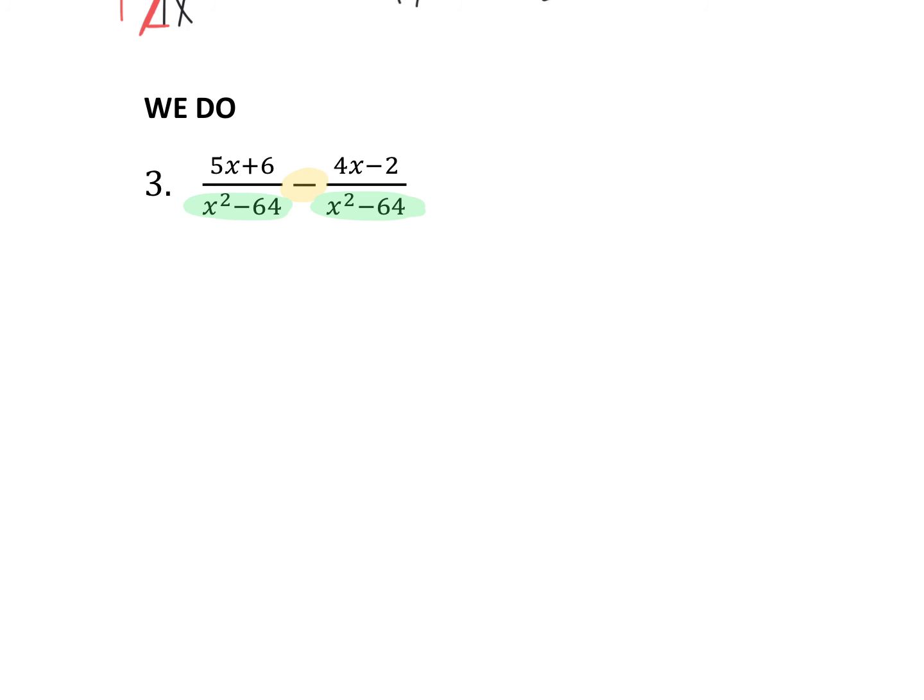When I go ahead and combine those, we will have a denominator of x squared minus 64. Again, exactly the same. I'm going to keep my first fraction numerator, so I'm going to put 5x plus 6, but now I need to be careful. Because I have this minus, I need to make sure that I distribute that, or that I change it to a plus and change my other signs. Okay. So what this means is that my 4x will now be negative 4x, and my negative 2 will be a positive 2.